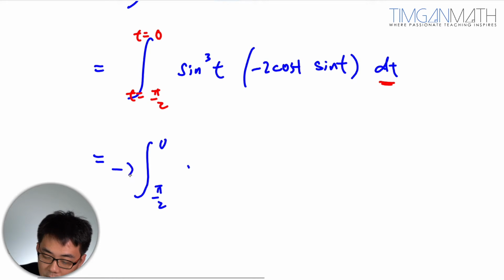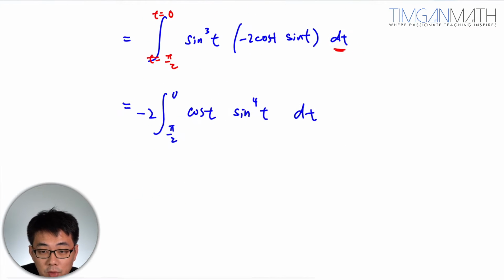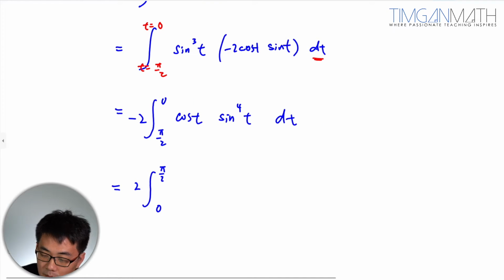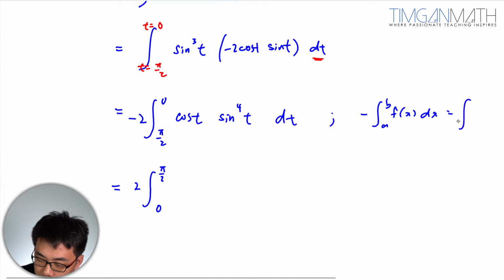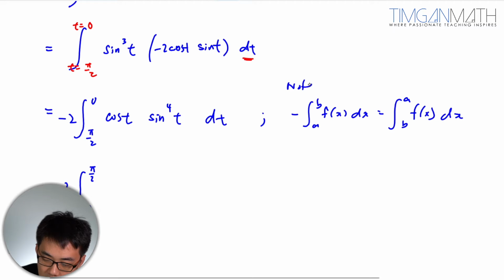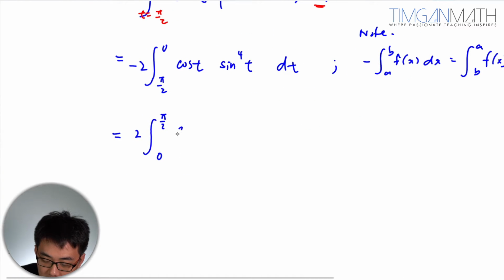So I'll bring the negative 2 out actually. So this will be cosine t sine to the power of 4 t dt. Great. So because we are told to show this, do you see this negative here? We just need to absorb it. Then this will be pi over 2. We can just swap down and up. Integral from b to a of f(x) dx is equal to negative integral from a to b of f(x) dx. Take note. Okay, so in this case here it will be cosine t sine 4t dt.